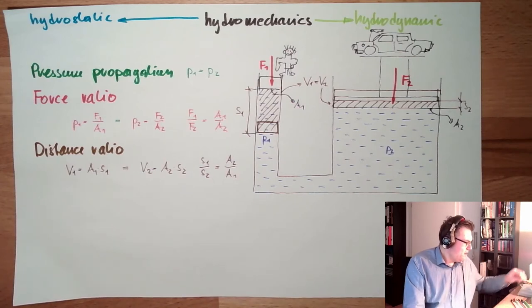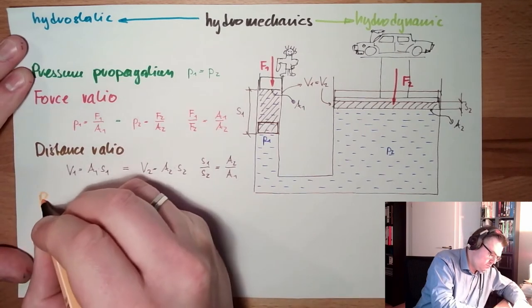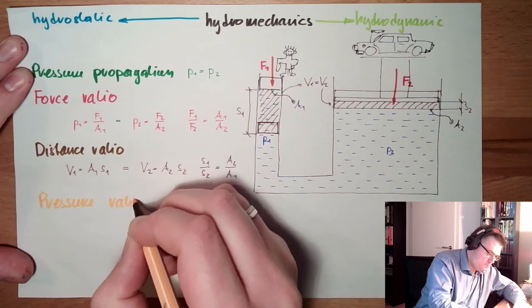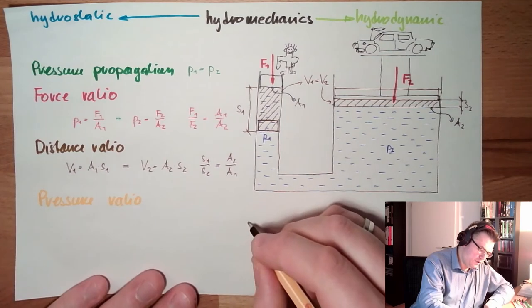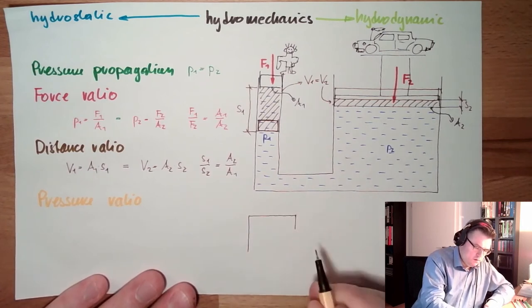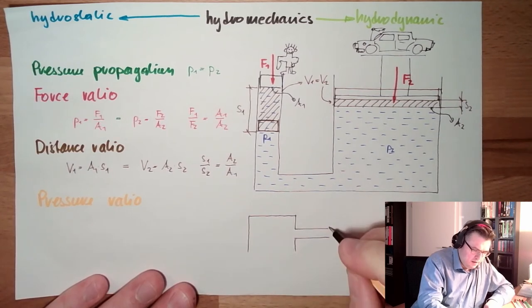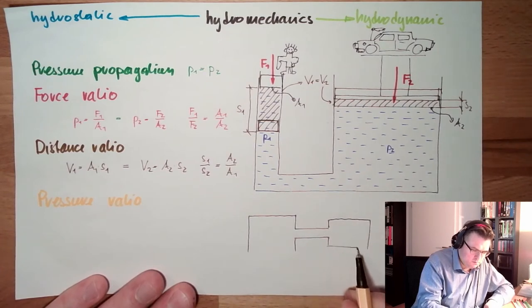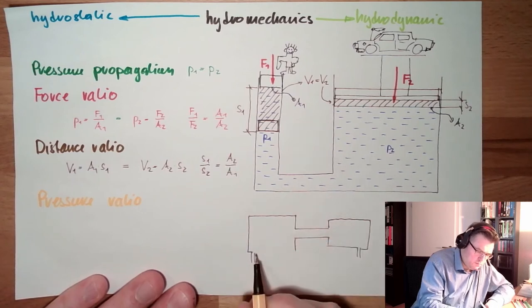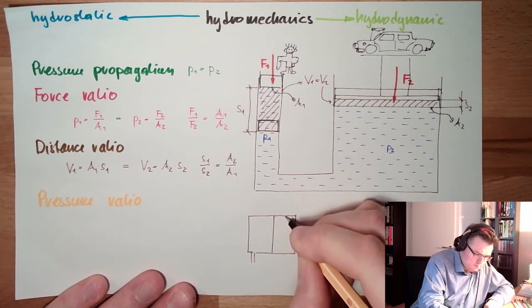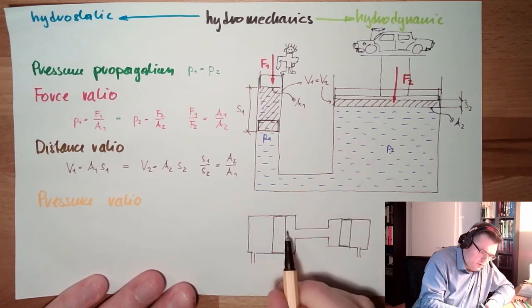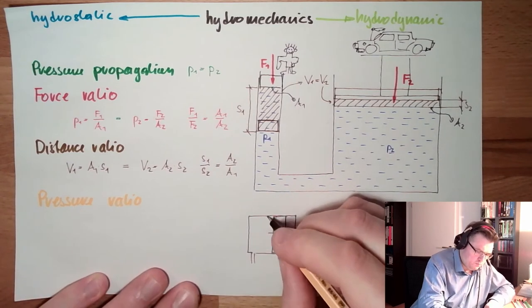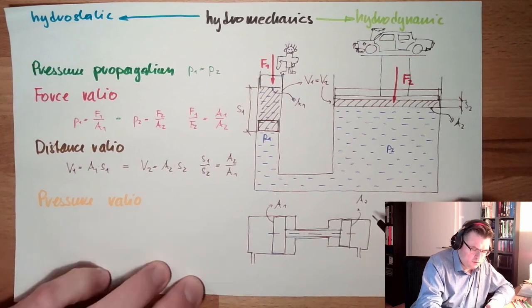Yeah. And then we have a thing which is called pressure ratio, Druckübersetzung. Let's imagine the following situation. Yeah. There is a chamber, and there is a seal or something like this, and there is a smaller chamber. Here we are connected to the pressure system. Here is a piston inside. Here's a piston inside. And those two pistons are connected to each other. This is piston 1, this is area 1, this is piston 2, this is area 2. Yeah. Here is a liquid.